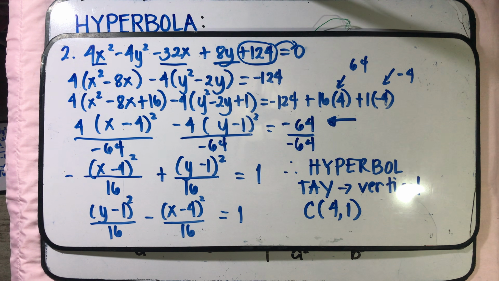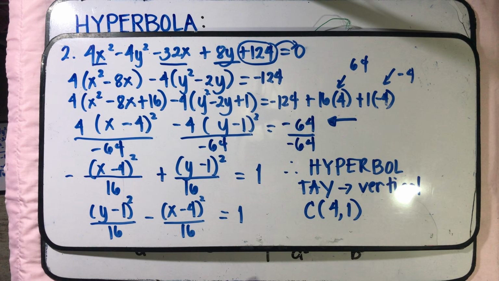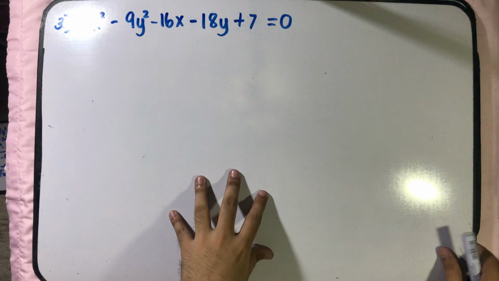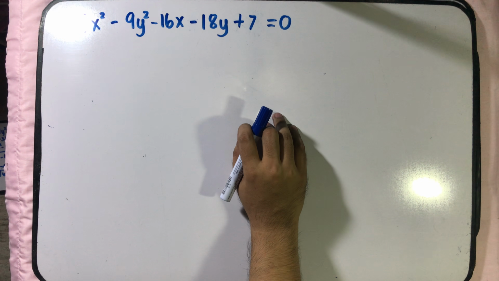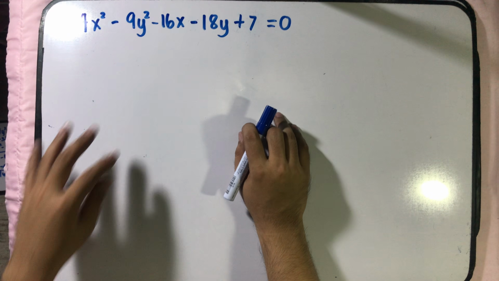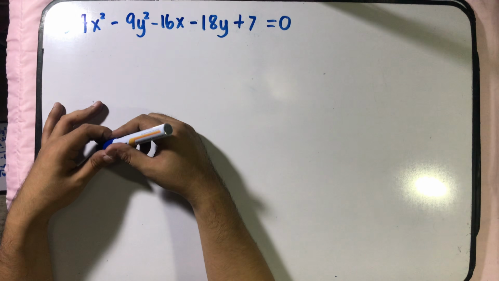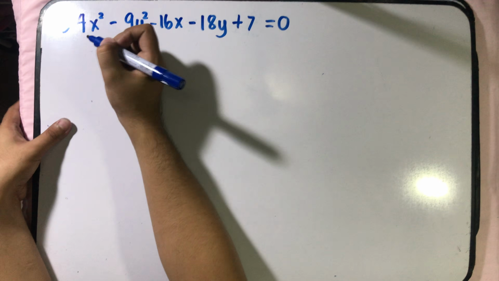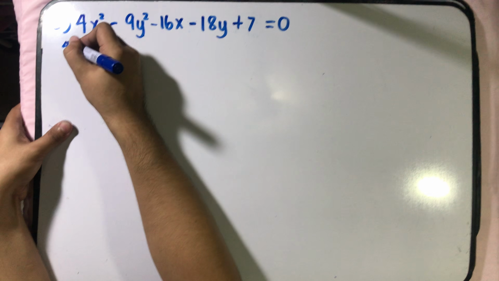Okay, so let's now have another example. And for the last example, we now have this one. So if we have this one, all we have to do now is convert this equation into the standard form. In converting, again, the first step is to factor out the coefficients of x squared and y squared. So we need to factor 4.